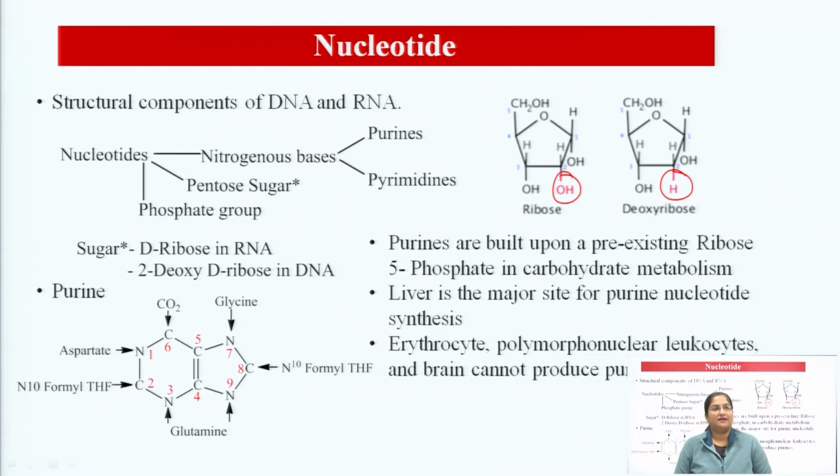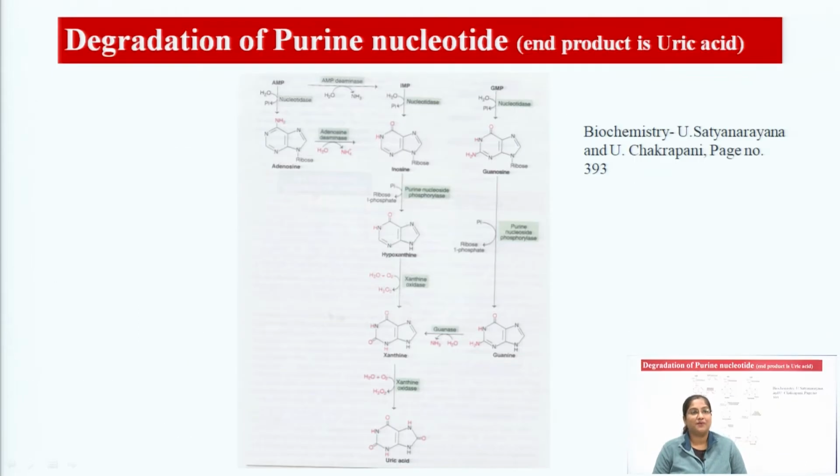If we have one phosphate group, the compound will be called a monophosphate. If we have two phosphate groups, it will be called a diphosphate, and if there are three phosphate groups, it will be called a triphosphate. So, we have studied the purine ring and the pyrimidine ring. Now, we are going to study the diseases of purine and pyrimidine nucleotides.